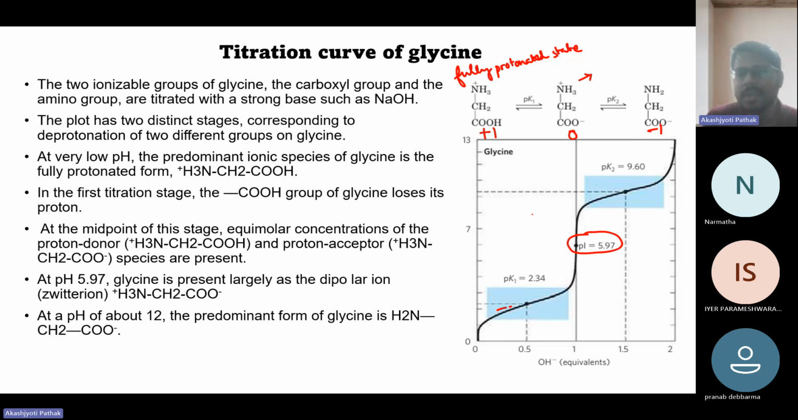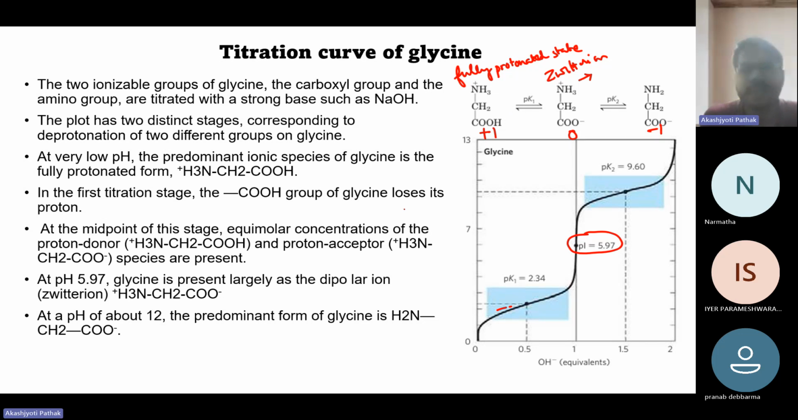Now, once you start adding OH minus, the pH will increase, and at pH 5.97 this carboxyl group will lose its proton and become COO minus. When it becomes COO minus, this is called the zwitterion. Why zwitterion? Because the net charge on this molecule is now zero.